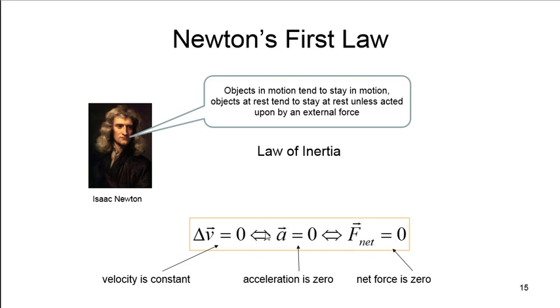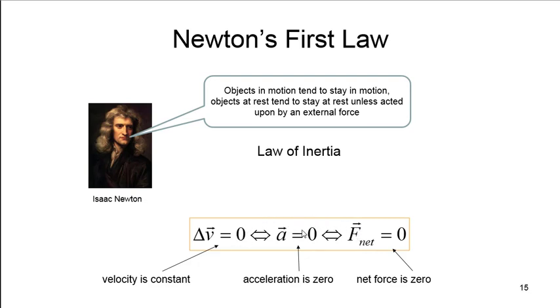So this symbol here means that if one of these is true, you know for sure that the other two things are true. It's impossible for any one of these to be true and not have the other two be true. So if this is true, that means this is definitely true and this is definitely true. Or if you know the acceleration is 0, then you definitely know the velocity is constant, and you definitely know the net force is 0. If you know the net force is 0, you definitely know the velocity is constant, and you definitely know the acceleration is 0.